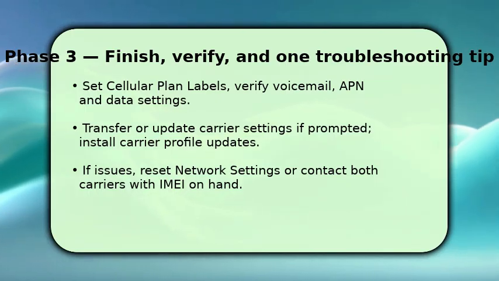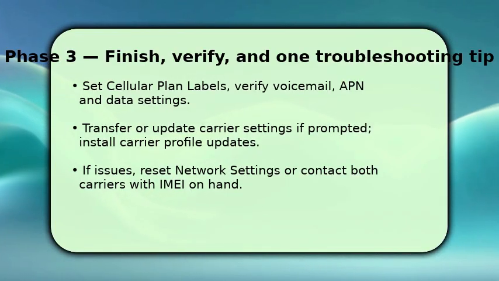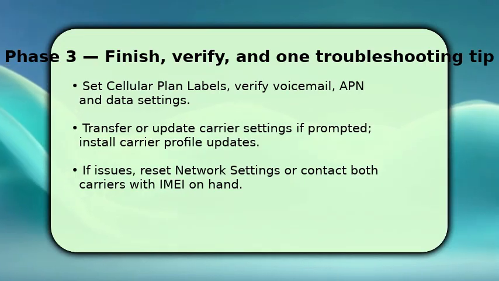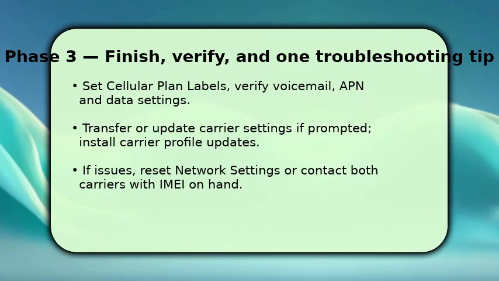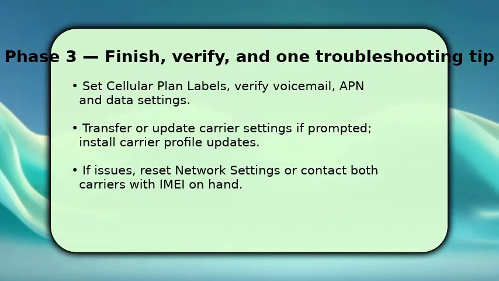If things go wrong, reset network settings in Settings, General, Transfer or Reset iPhone, Reset, then retry activation. If that fails, call both carriers with your IMEI and account details so they can trace provisioning issues and complete the switch.